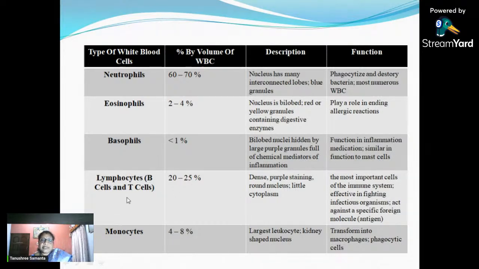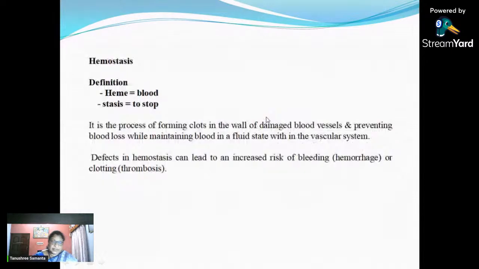Lymphocytes, both B cells and T cells, comprise about 20 to 25%. They are purple staining, with a dense, round nucleus and little cytoplasm, and they are the important cells of the immune system, both by CMI and HI. And monocytes comprise about 4 to 8% of the total volume. They are the largest leukocyte, and they transform into macrophages, have phagocytic activity and function as APCs.